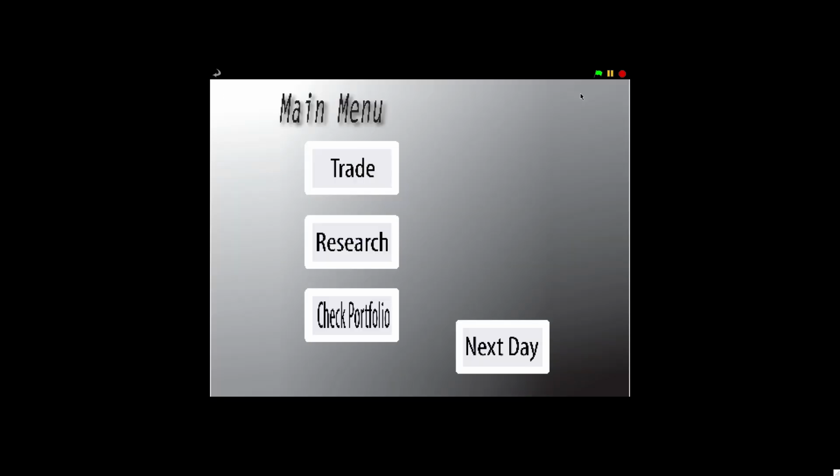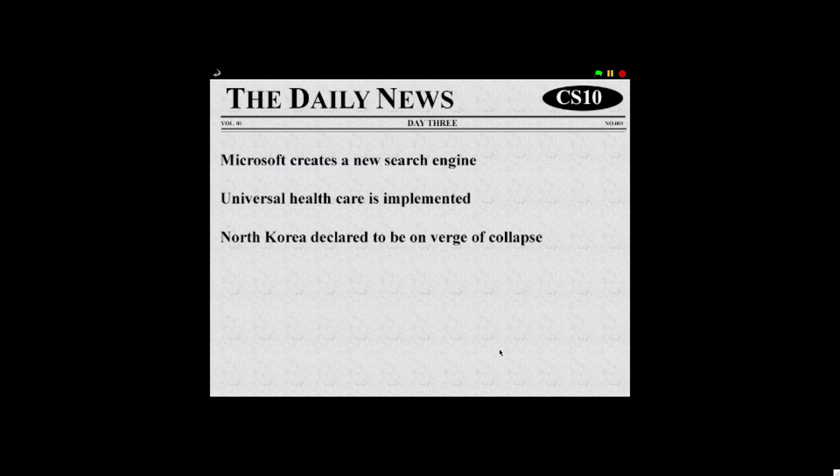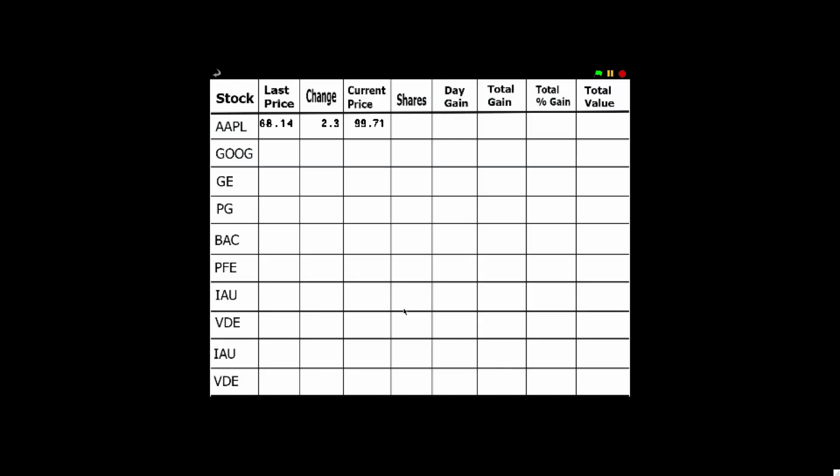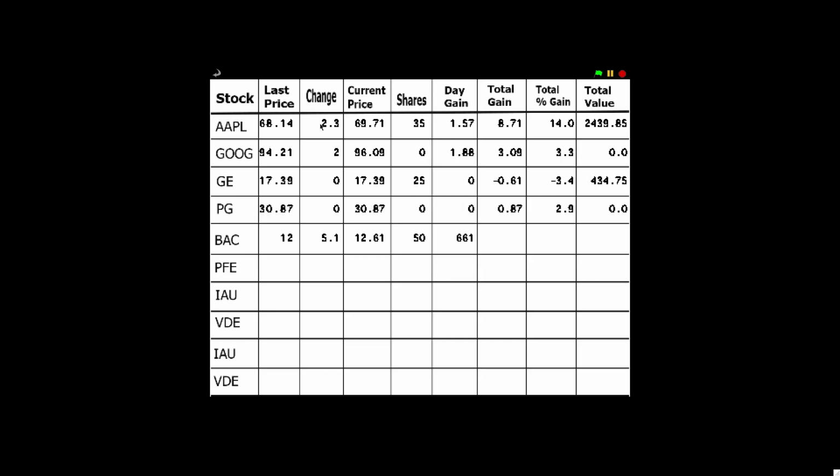Now we're going to go to the next day. It gives us the news: Microsoft created a new search engine. Maybe we should invest in Google. We can check our portfolio for the day. Apple went up again. That's good. Total percent gain is 14%.